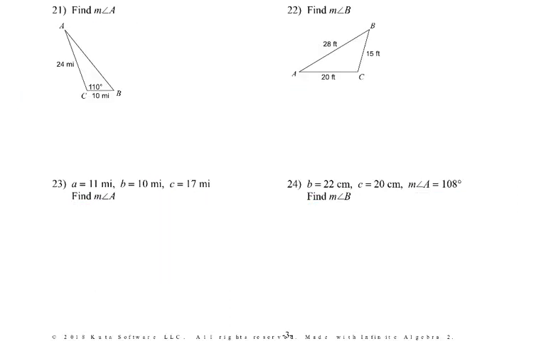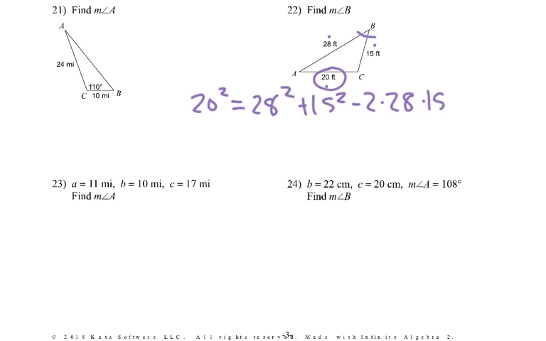Okay, let's look at 22 first. So now we've got all the sides, okay? And that's the part that's tougher, but we want angle B. So side B is the one by itself, so I go 20 squared equals 28 squared plus 15 squared minus 2 times 28 times 15 times the cosine of angle B. So then I solve that by 28 squared plus 15 squared. Okay, so that's 1009 minus 2 times 28 times 15.